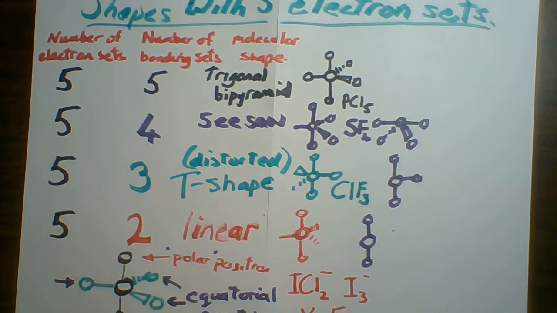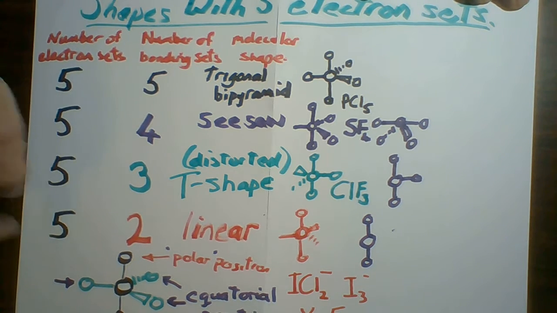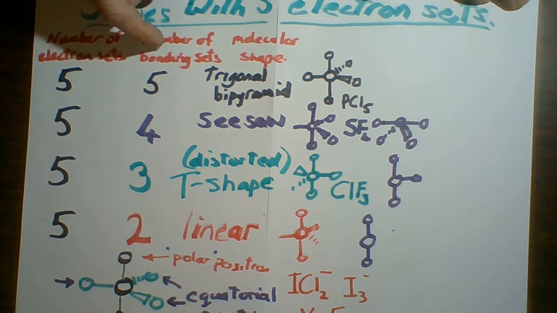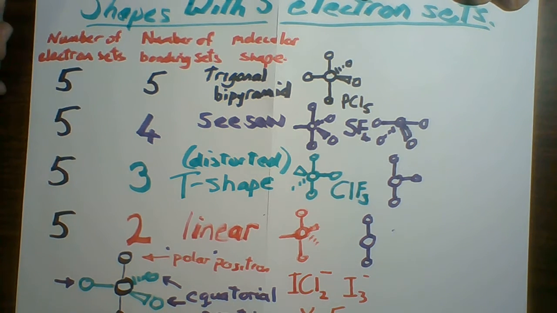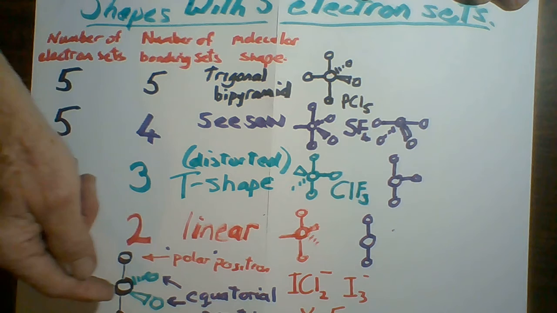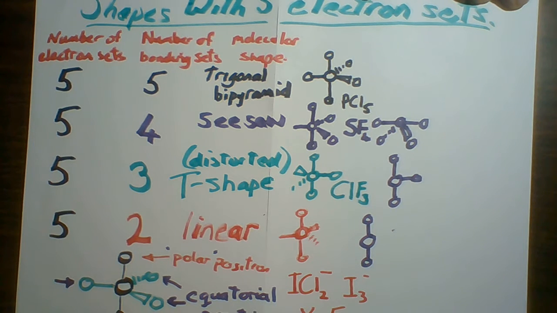Hi there. Right, this is about the shapes of molecules with 5 electron sets around the central atom. Here we have the total number of electron sets around the central atom, and in this column we have the number of those sets which are bonding sets, and the combination of those two things determines the shape. I've only got 4 shapes here, although there should be another one with 5 electron sets but only 1 bonding set. But that, of course, would be linear anyway.